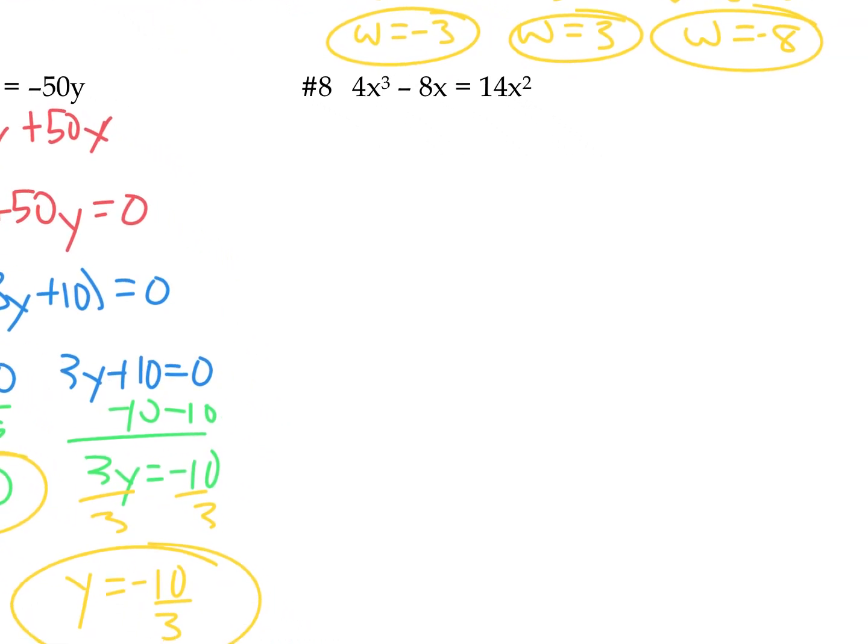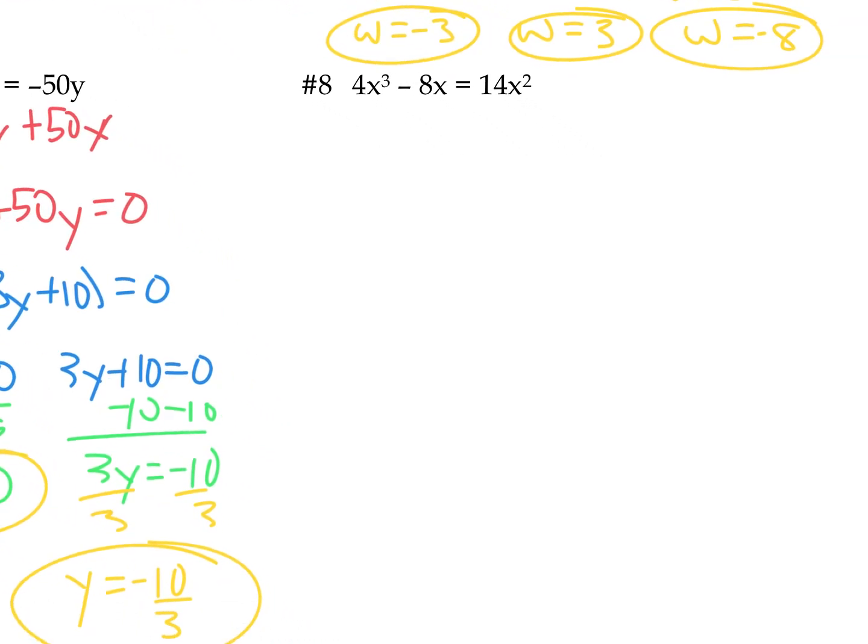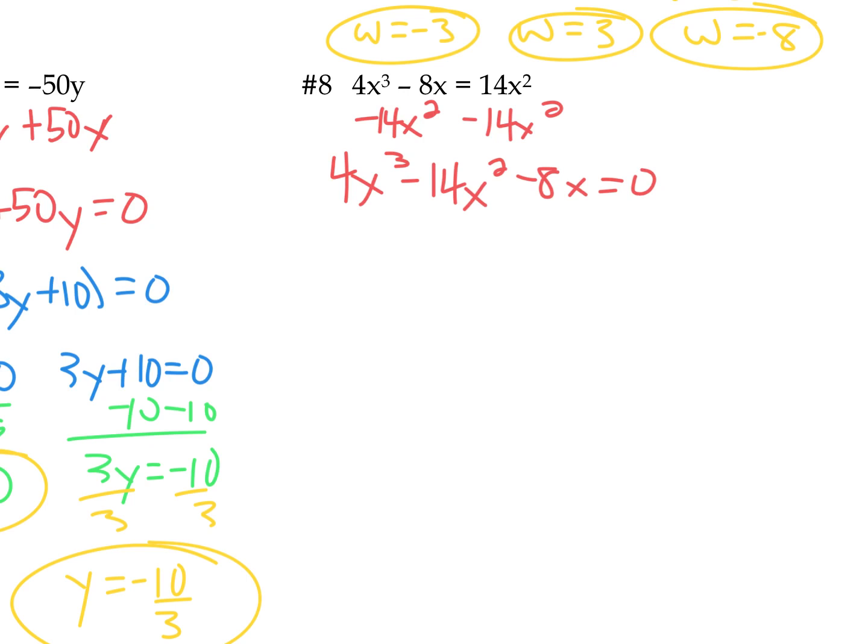Number 8 here, we're going to see we need to get it set equal to 0. So we have to subtract 14x squared. I'm going to have 4x to the third, when I subtract my 14x squared, put it in standard form order, minus 8x equals 0. Look for a common factor. Our first step in factoring, look for a common factor. We have a common factor here of 2x. So I can factor out a 2x, and I'll have 2x squared minus 7x minus 4 equals 0.